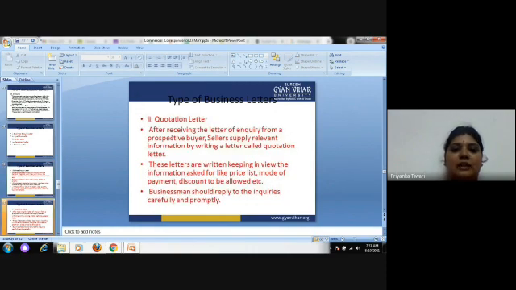Quotation: after receiving the letter of inquiry from a prospective buyer, the seller supplies the relevant information by writing a letter called a quotation letter. Letters are written keeping in view the information asked for, like the price list, mode of payment, and discount to be allowed, and the businessman should reply to inquiries carefully and promptly.